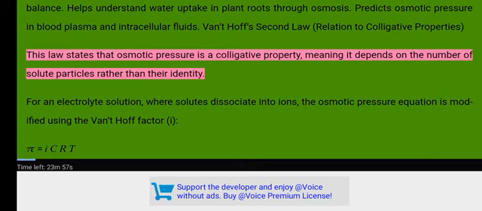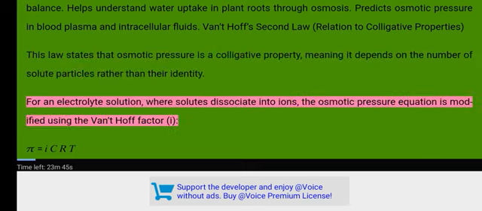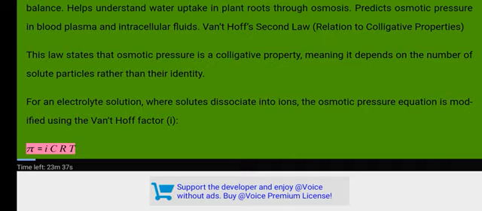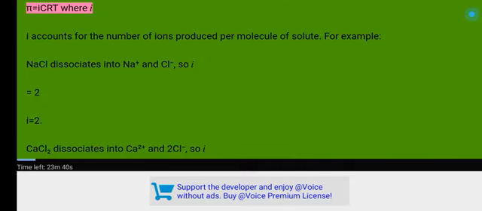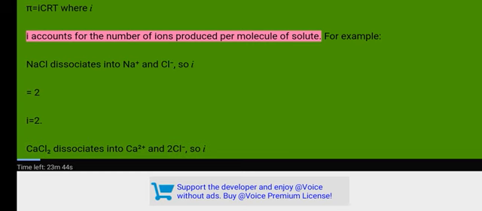This law states that osmotic pressure is a colligative property, meaning it depends on the number of solute particles rather than their identity. For an electrolyte solution, where solutes dissociate into ions, the osmotic pressure equation is modified using the Van Hoff factor i. Pi equals iCRT, where i accounts for the number of ions produced per molecule of solute.